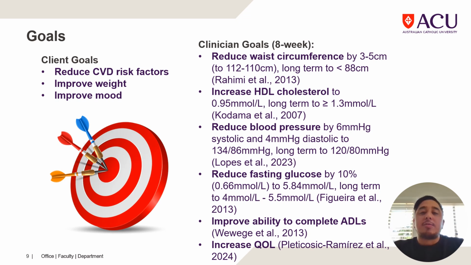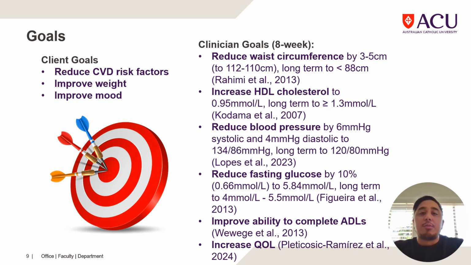The fourth goal is to reduce fasting glucose by 10% to 5.84 millimoles per liter, which translates to a long-term goal of reducing fasting glucose to between 4 and 5.5 millimoles per liter. A study published by Figueroa et al. demonstrated the effectiveness of combined resistance and aerobic training in reducing fasting glucose levels among overweight and obese individuals. This 8-week randomized controlled trial involved adults aged 45 to 74 years who exercised 3 times per week for 60 minutes per session. The combined exercise group showed significant improvements in fasting blood glucose compared to the control and single-mode exercise groups. Fasting blood glucose levels were significantly reduced by approximately 10% after the 8-week intervention.